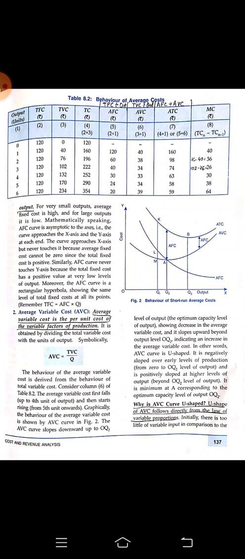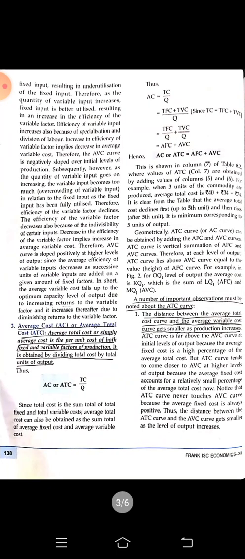Okay, so how to get marginal cost? That is, what is the change with every additional unit of output? What is the change in the total cost? That change is the marginal cost. Okay, come to the next page.